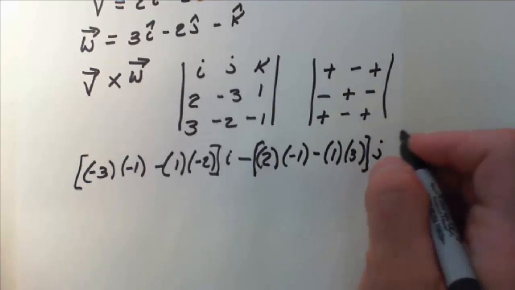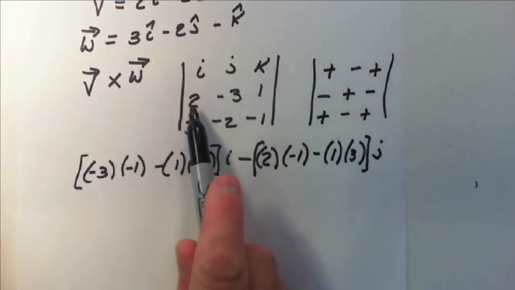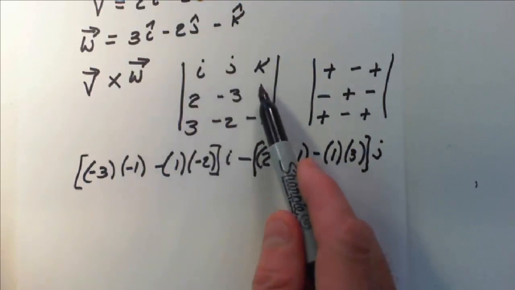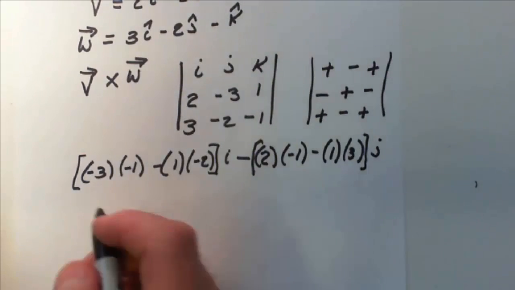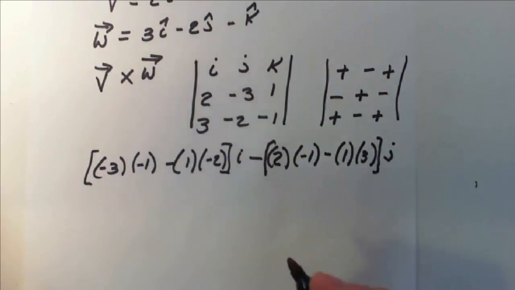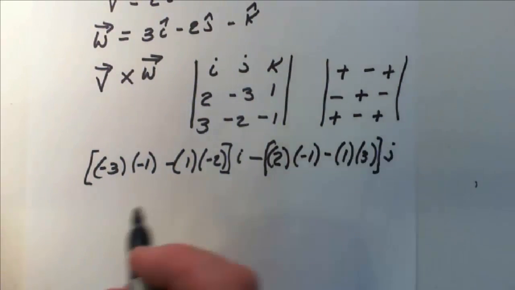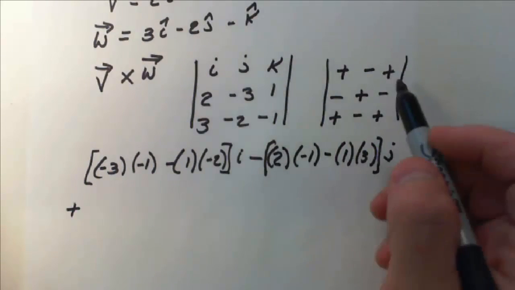And that'll be my j. And again, what I'm doing here is I'm taking the 2 times a negative 1 minus the 1 times the 3, and that's how I'm getting these values here. And then I'll go down to the next line. Usually you should do this in one line, but I ran out of space, so we're going to do the positive, and now we're going to do the k.